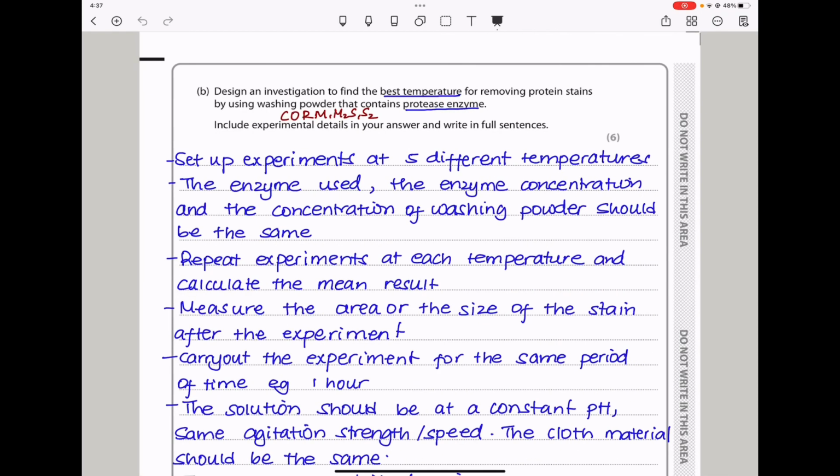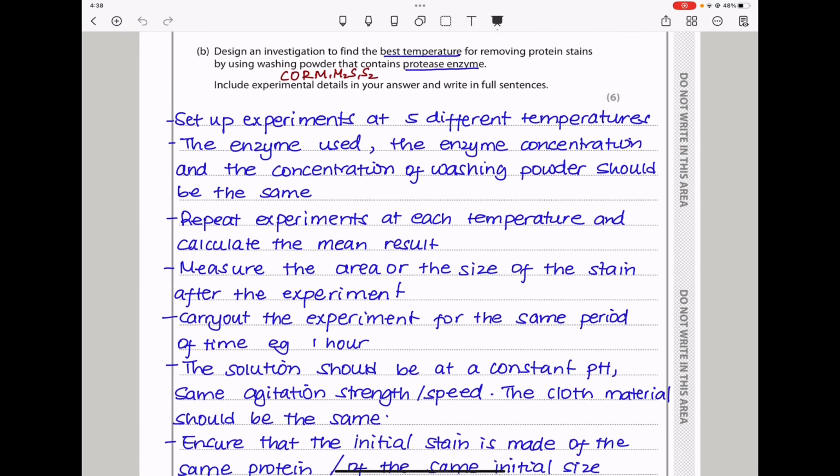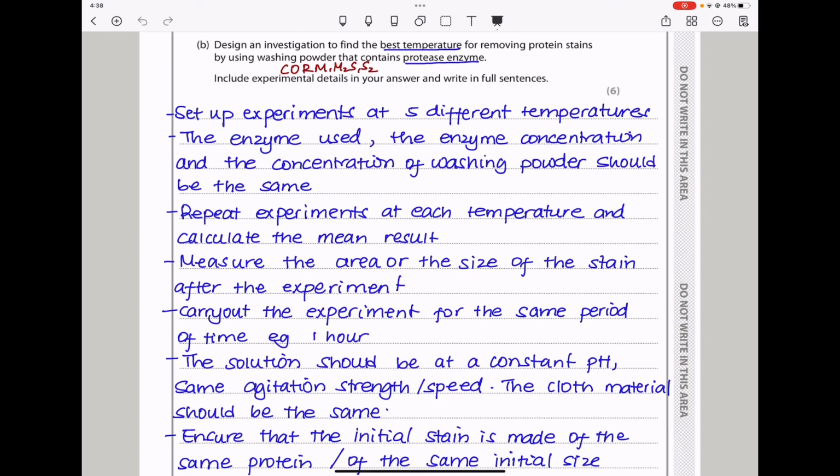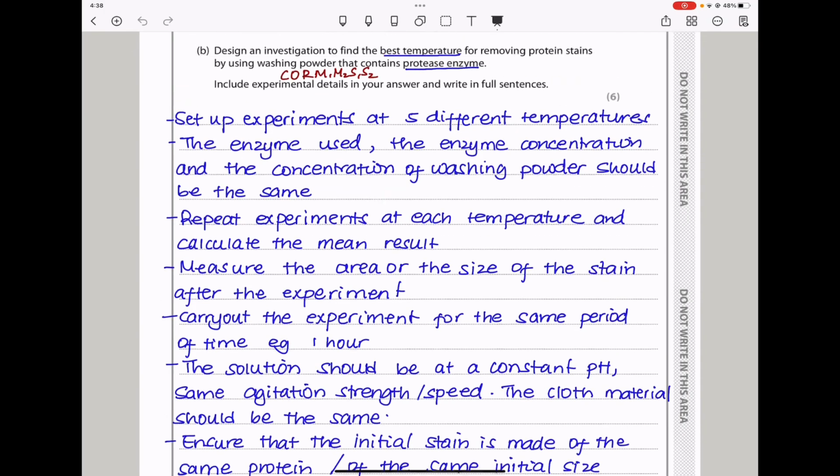Moving on. Here they say, design an investigation to find the best temperature for removing protein stains by using washing powder that contains protease enzyme. Include experimental detail in your answer and write in full sentences. I'm going to use this. The first one is conditions for the independent variable. The O is for the organisms. In this case, it's going to be the enzyme. R is for repeat. Then measurement 1, this is for the dependent variable. That is for the specific period of time. And the two things we have to keep standard.